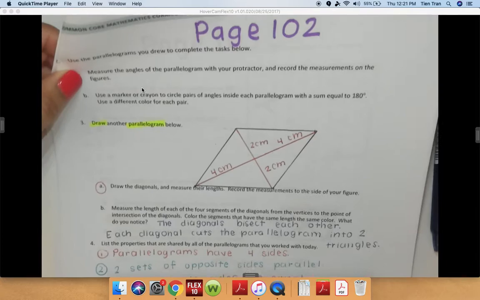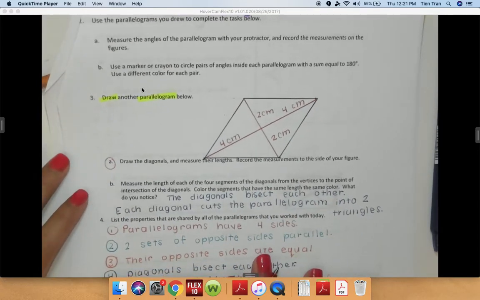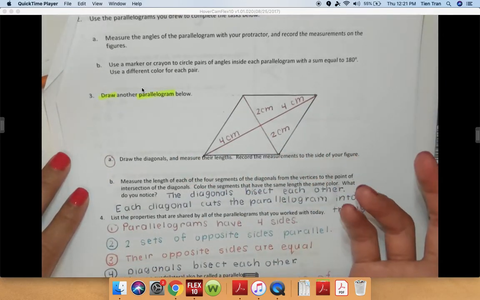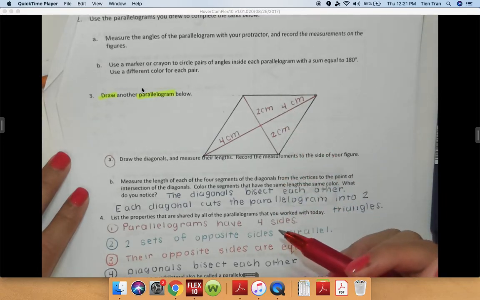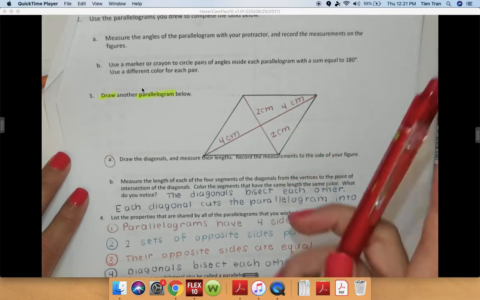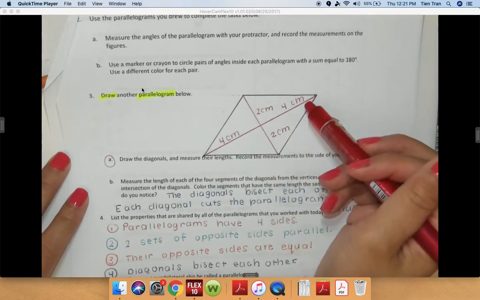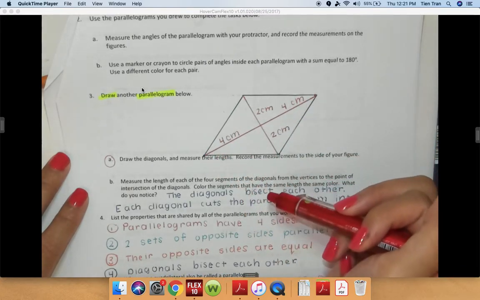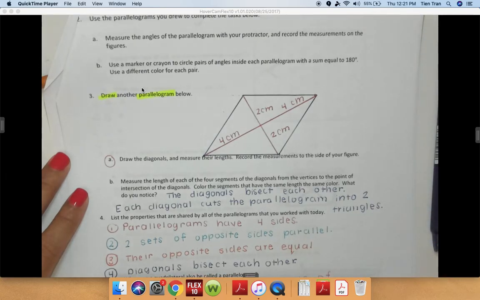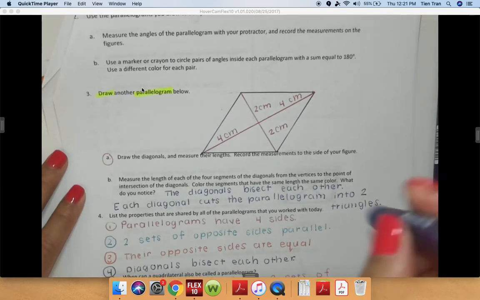Okay, so your diagram doesn't have to be perfect, but I just want you to see what a parallelogram looks like and what its dimensions should be. If you notice, these two are the same. It's just split in half. 4 centimeters and 4 centimeters is just split in half. So all the dimensions should be the same.